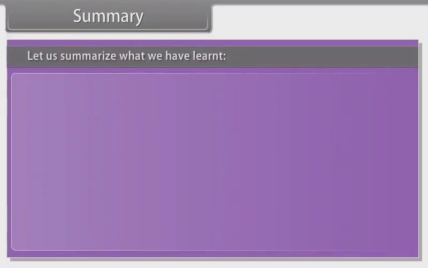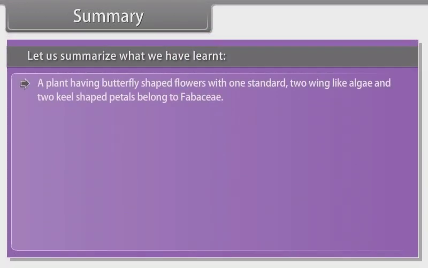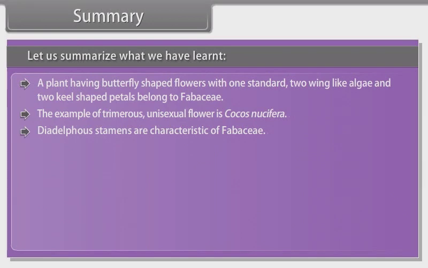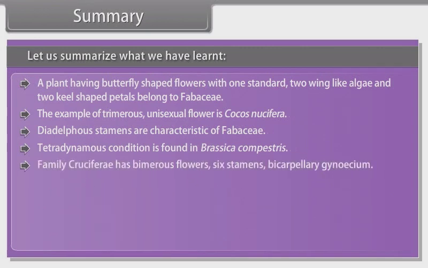Summary. Let us summarize what we have learned. A plant having butterfly-shaped flowers with one standard, two wings and two keel-shaped petals belongs to Fabaceae. The example of trimerous, unisexual flower is Cocos nucifera. Diadelphous stamens are characteristic of Fabaceae. Tetradynamous condition is found in Brassica campestris. Family Cruciferae has bimerous flowers, 6 stamens, bicarpellary gynoecium.